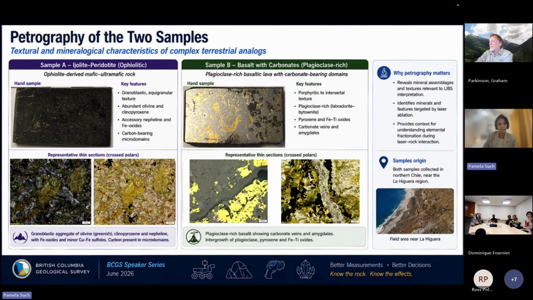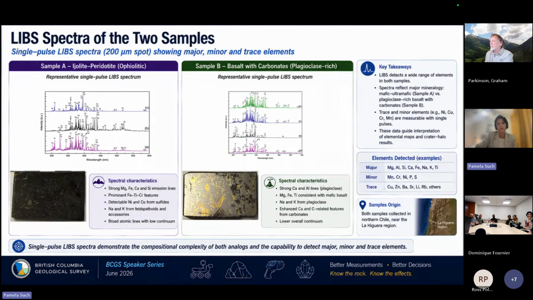This is repeated. I don't know why I put this one again. Sorry. So when we performed this analysis, we determined the spectral characteristics for sample A in the LIBS spectra. It was strong in magnesium, iron, calcium, and silicon, with prominent features of iron, titanium, and chromium. And we detected nickel and copper, with also sodium and potassium for the feldspathoids and accessories.